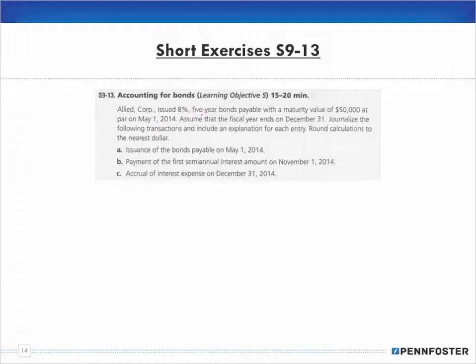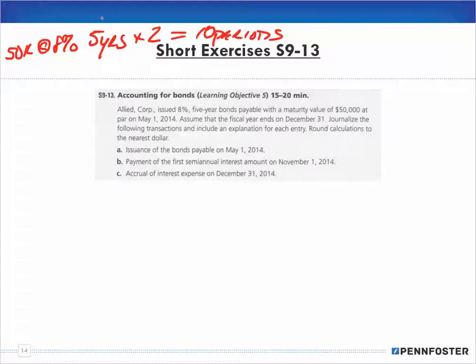All right, so it says Allied issued an 8%, 5-year bond payable with a maturity value of $50,000. Same bond, and it's for 5 years. And remember, 5 years times semi-annual payments means that you're going to have 10 interest payments, right? And they issued it at par. So they're not getting into the even more difficult calculations of if this was at a discount or a premium.